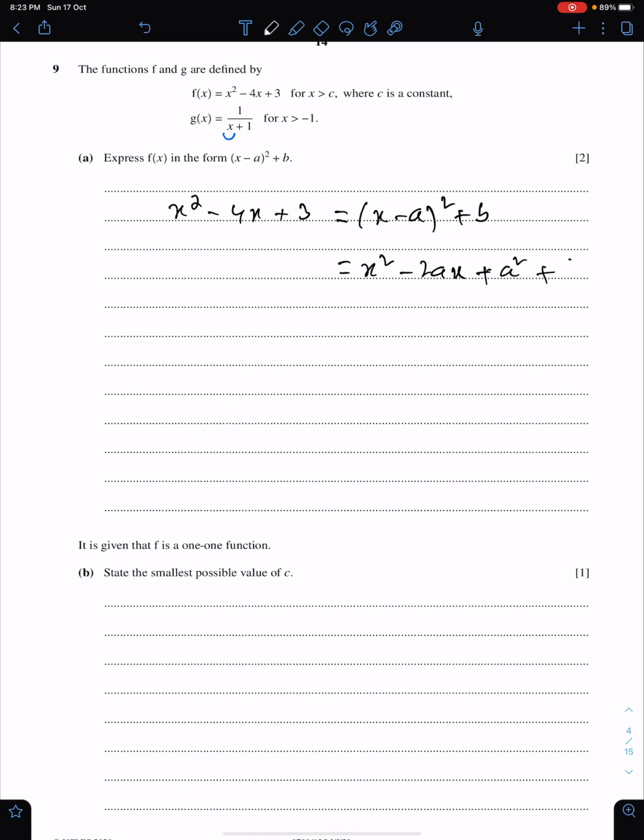Next question, number 9. This question is from June 20 paper 1-3. The first part of this question, we need an expression of f of x. So you all know how to express this into completed the square form.